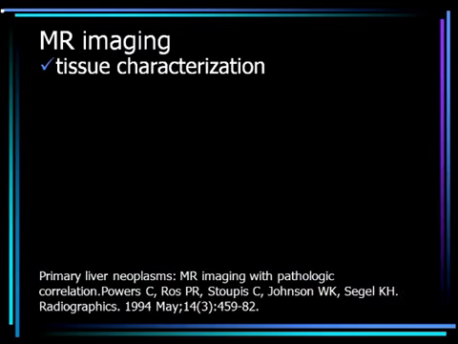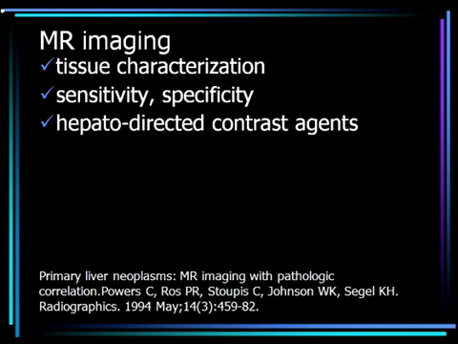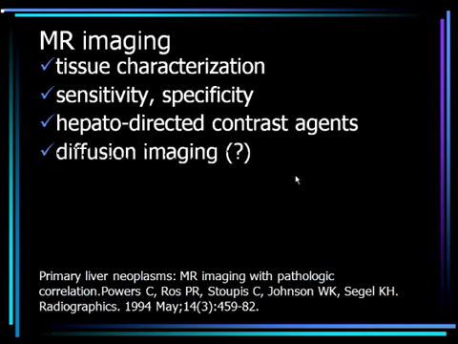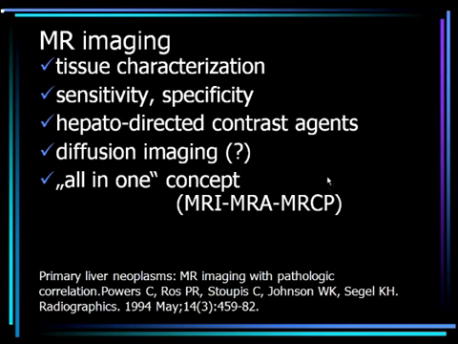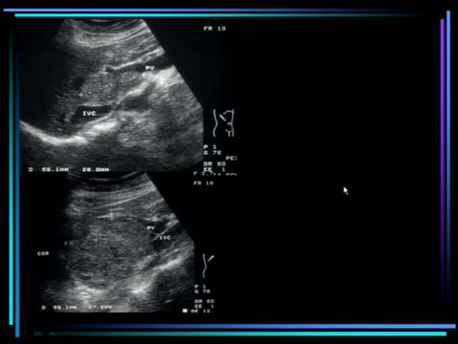What about MRI? MRI is the imaging technique that can characterize the tissue, has a high sensitivity, but low specificity. We can use nowadays hepatodirected contrast agents. We can use diffusion imaging. We can have the all-in-one concept where we have imaging, angiography, and cholangiopancreatography. And this is one of the techniques to diagnose ACC. We have less toxicity of contrast agent than by CT.